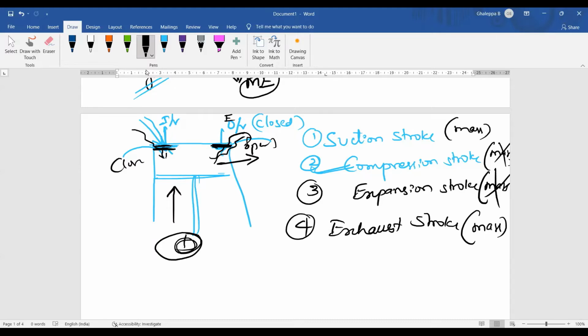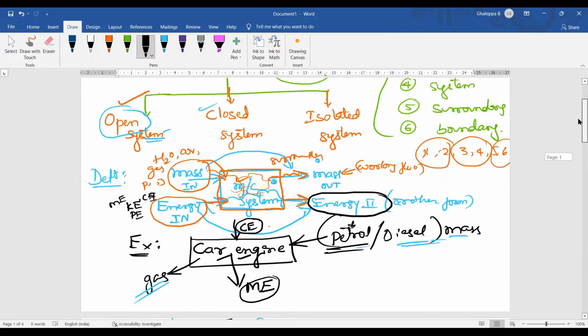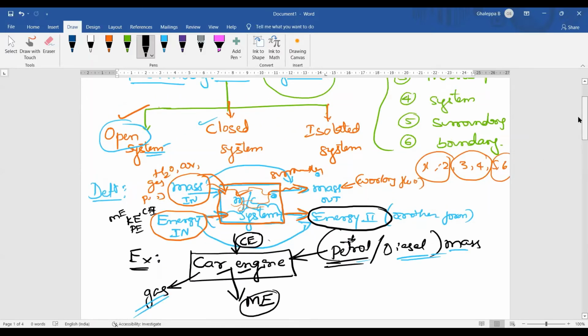Such type of questions will be asked: during the compression stroke and expansion stroke, whether the car engine is an open system or not. In such a case, you have to say no, in the compression stroke and expansion stroke, there is no exchange of mass, so it is not an open system. Understood? It will be a closed system. So what is the definition of a closed system?